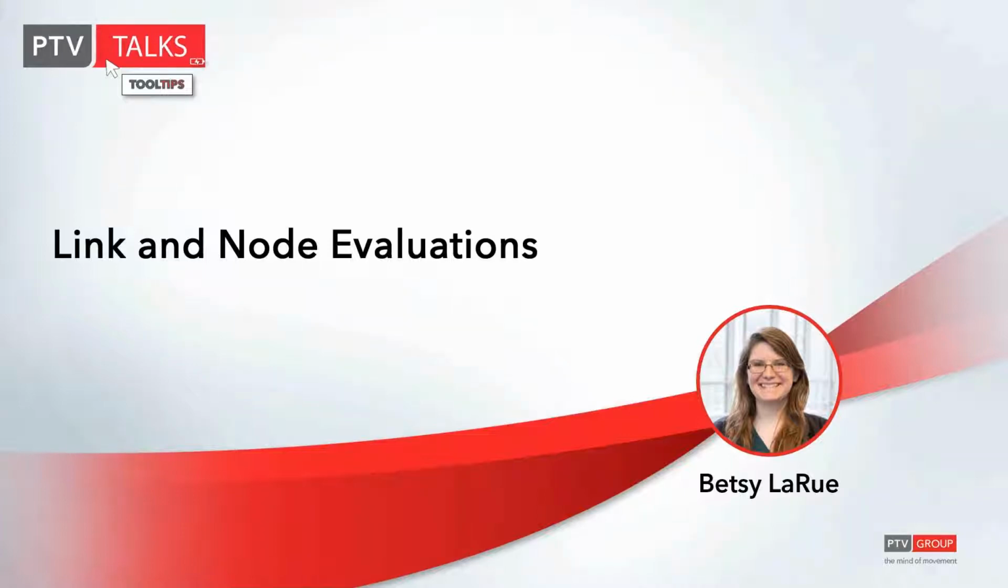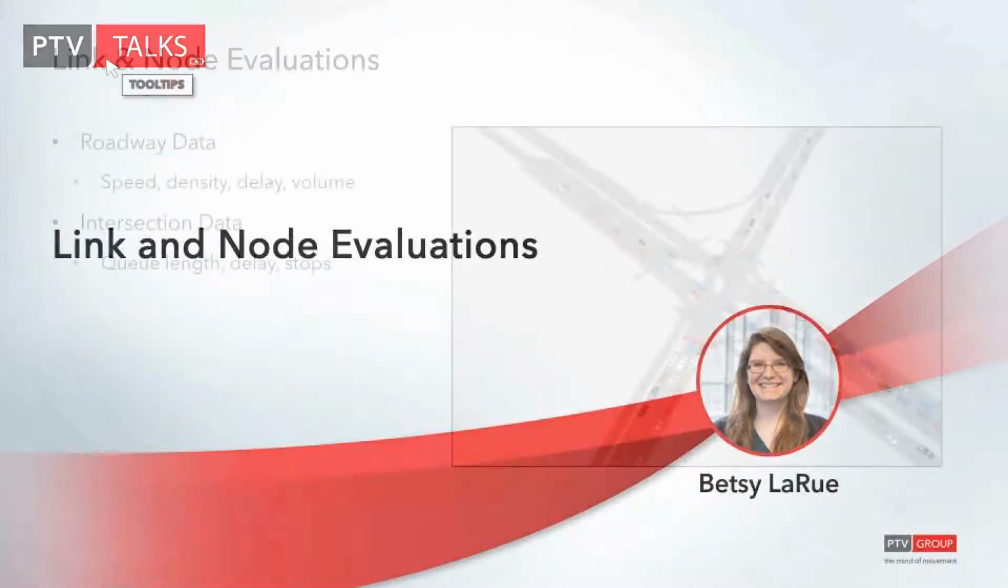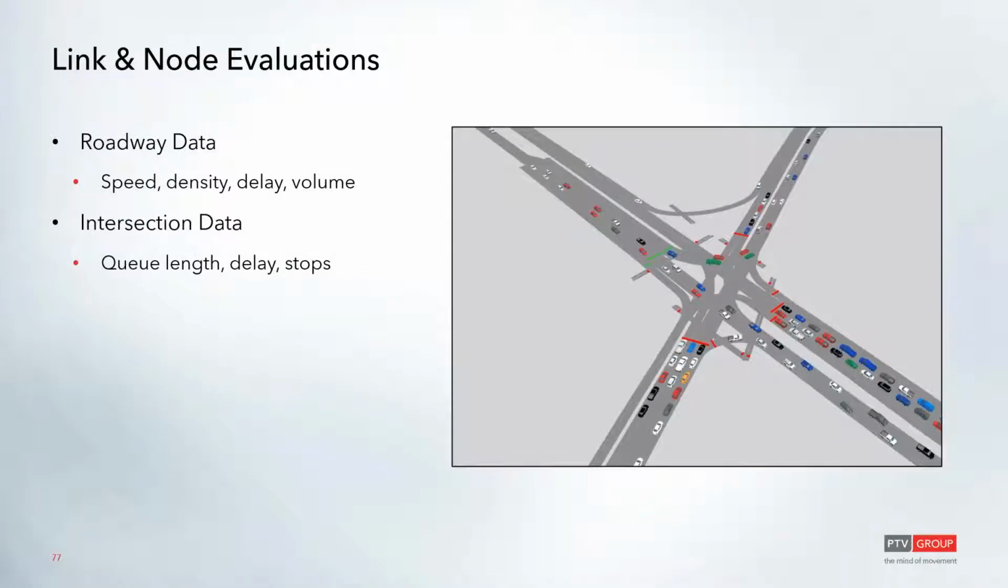All right, so our final topics today will cover both link and node evaluations and go through the different graphic parameters associated with each. So the link evaluations can be used to gather roadway data, such as information about the speed, density, delay, and volume for each of the link segments. And then the node evaluations can be used to gather data for each of the intersections. So from this, we can get information about both average and maximum queue length, as well as vehicle delay information and the number of stops associated with each movement.